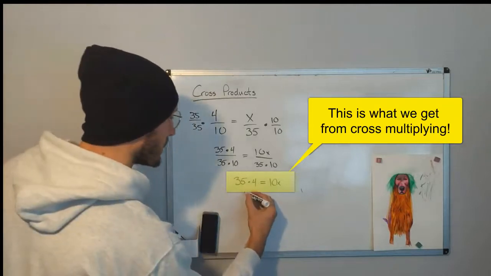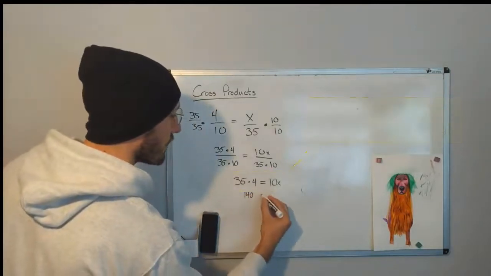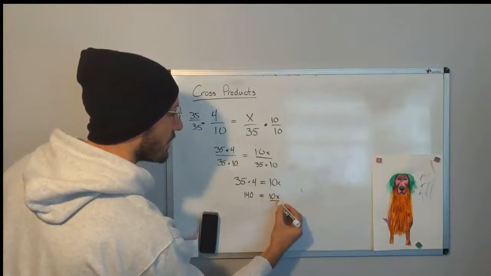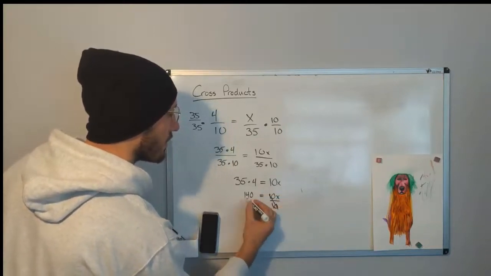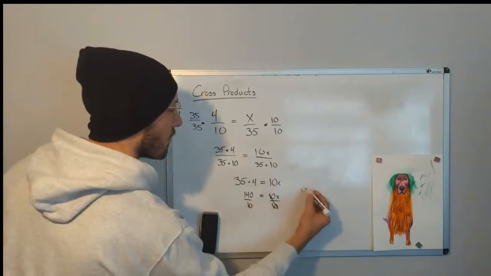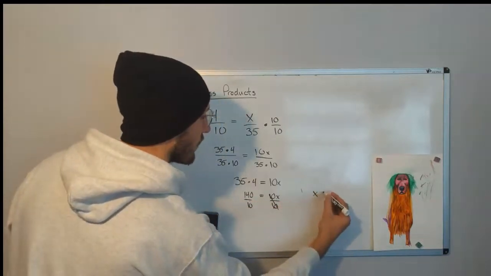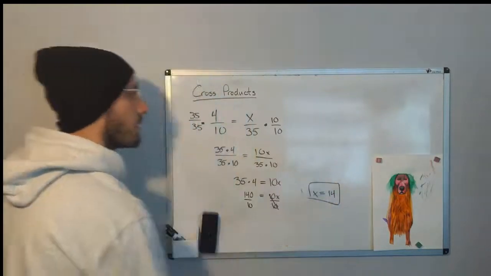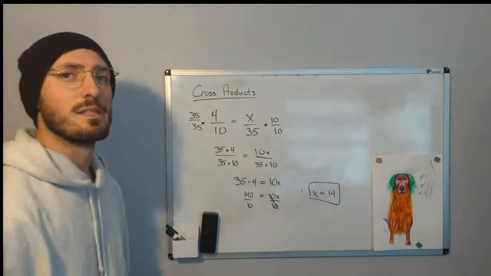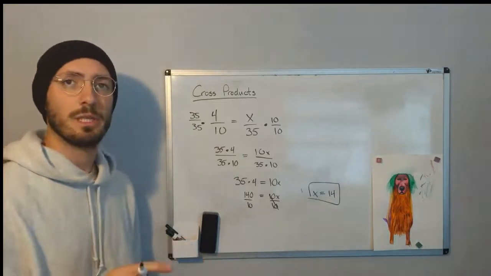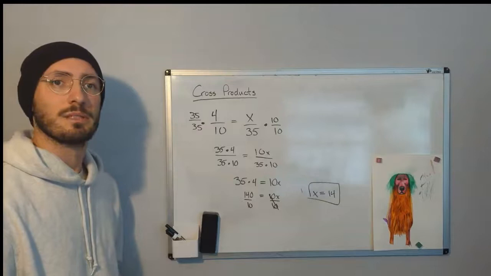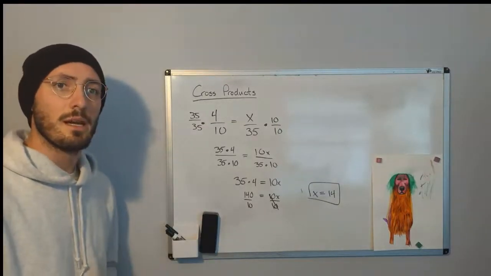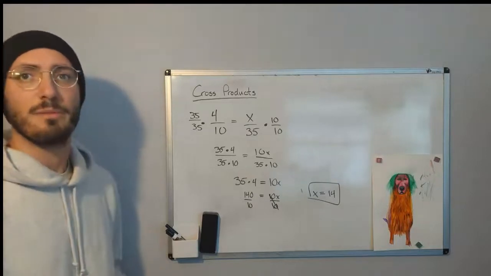35 times 4 is 140, and that is equal to 10x. And then from there, we divide both sides by 10. x equals 140 divided by 10, which is 14. And so that's a little look behind the scenes as to why cross products works. Hopefully this clears some things up, and if you feel comfortable using this, if you feel comfortable with the why behind it, go ahead and use it. Otherwise, maybe find a different method.